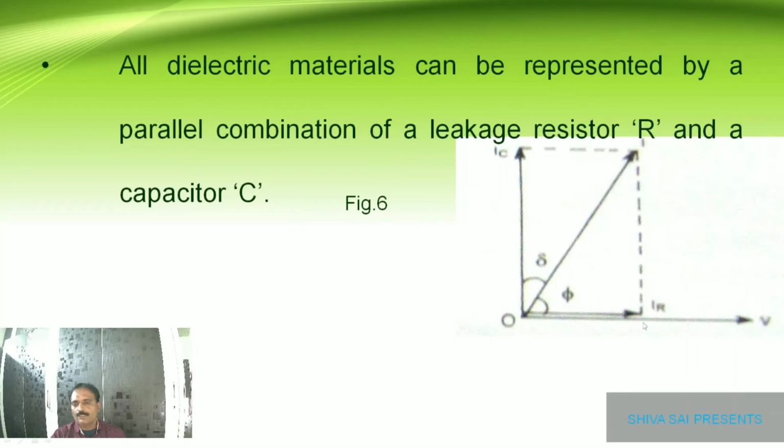And if you find out tan delta here, tan delta will be equal to IR by IC. So from this, tan delta is equal to IR by IC, and you can have the value of IR as equal to IC into tan delta. So this is what I am substituting here.